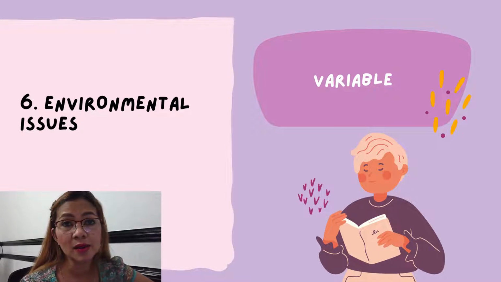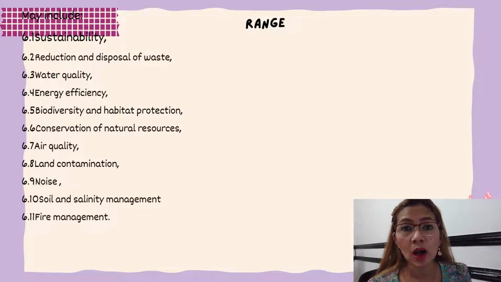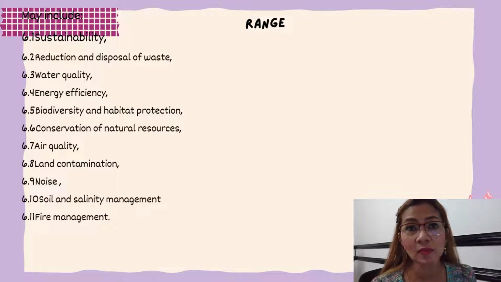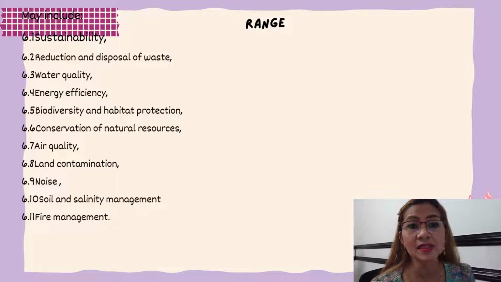Number 6 refers to environmental issues. What are the different issues that may take place in the workplace? For the environmental issues, this may include the following. Number 1 is sustainability. As a trainer, how can you sustain these environmental issues?